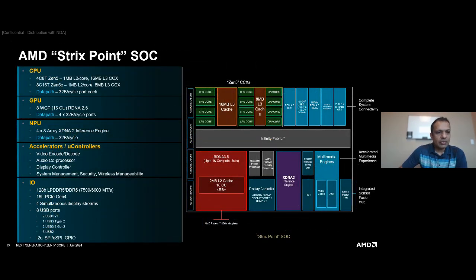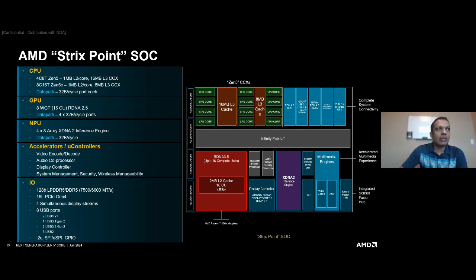So taking a quick look into the Strix Point SoC, at the very top, like I said, anchored by Zen 5, the 2 core complexes, 1 MB L2 per core, 16 MB and 8 MB for the 2 core complexes. And the data path for each of those CCXs is 32 bytes per cycle for both read and write, going into the Infinity Fabric. Into the GPU, you have an 8 WGP or a 16 CU RDNA 3.5 engine. That's a typo. We should correct that. That's RDNA 3.5. And that is connected to the data fabric through a 4 by 32 bytes per cycle port.